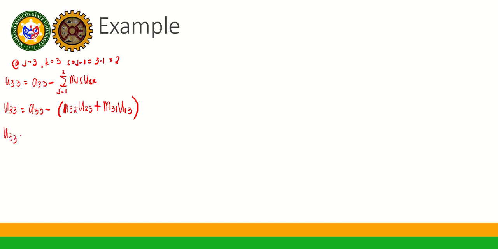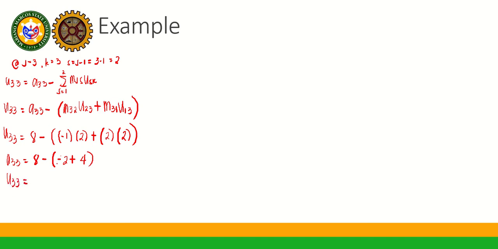We have U33 equal to, what is A33? Sa ating augmented matrix, A33 natin is 8. So, this will be equal to 8 minus, what is M32, which was solved kanina? That is equal to negative 1. How about U23? That is equal to 2. And then plus M31 natin is equal to 2. And then U13, that is equal to 2. So, solving for this one, we have U33 equal to 8 minus negative 1 times 2, that is negative 2 plus 4. U33 is equal to 8 plus 2 minus 4, that is equal to 6.